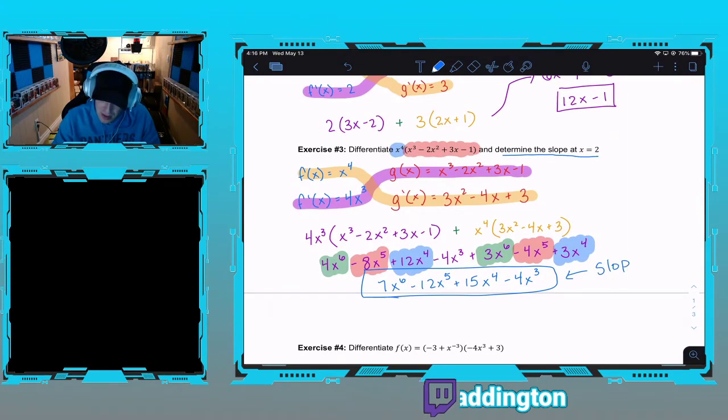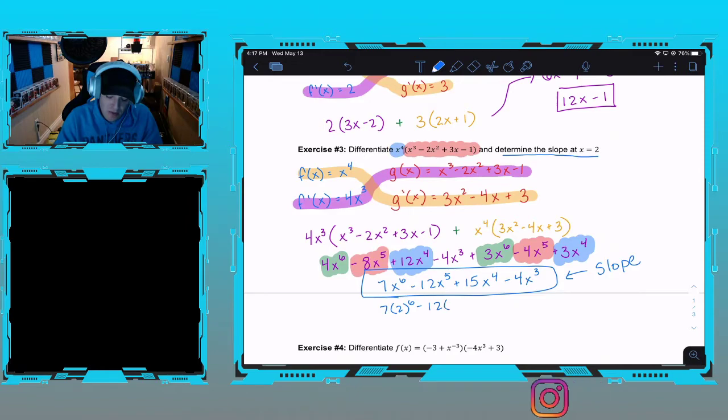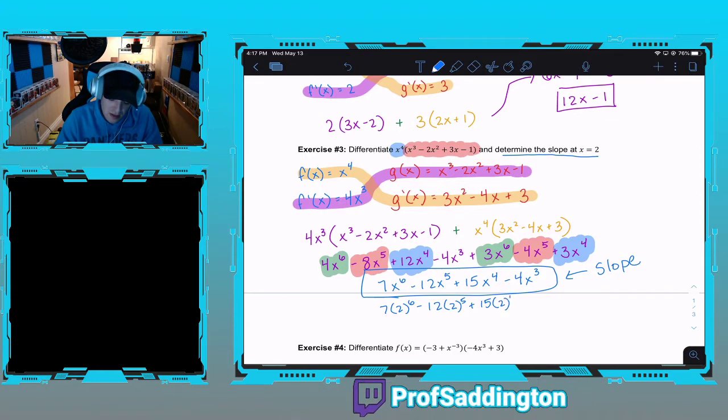So this is the slope. There we go. So because that's the slope, and it says determine the slope at x equals 2, all it's asking you to do is plug 2 in for those x's. So anytime you find the derivative, that is the slope. It's just a fancy way of saying it. I'm not going to type it all in now. I know you guys can do that.